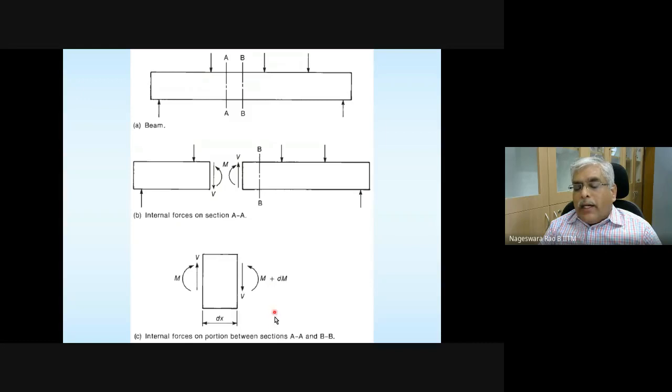This is the idea of isolating a small element and then showing all the forces acting on that element. What is the idea of this? We can write the equilibrium equations and get the relation between bending moment and shear force. So what I suggest is quickly take a note of this figure, at least this third figure. This is nothing but, as the caption mentions, internal forces on the portion between sections A and B. Please take a note of this.